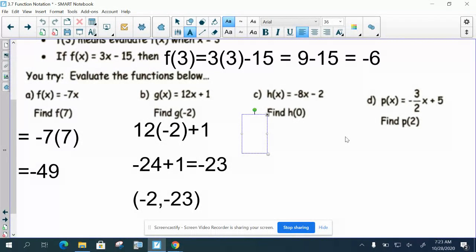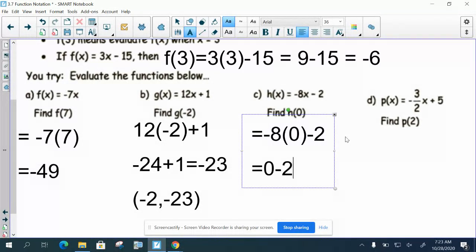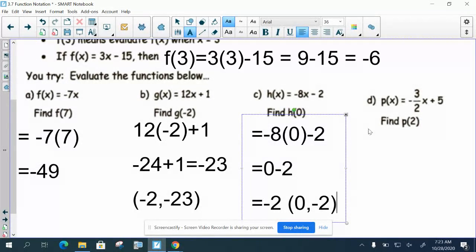Right, h of 0. So we would have negative 8 times 0 minus 2. Well, negative 8 times 0 is just 0. Minus 2 would equal negative 2. So that would be the coordinate. 0 is your x, negative 2 is your output.